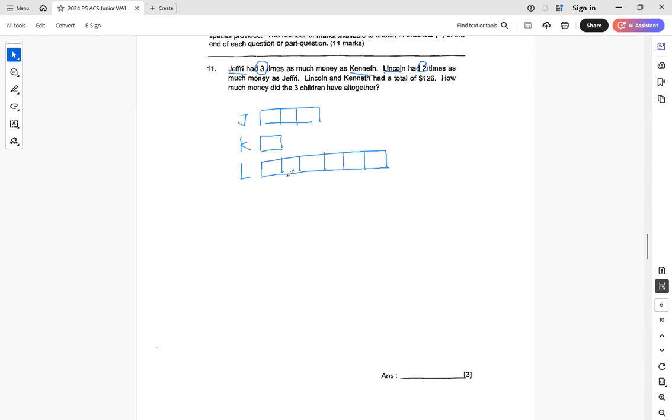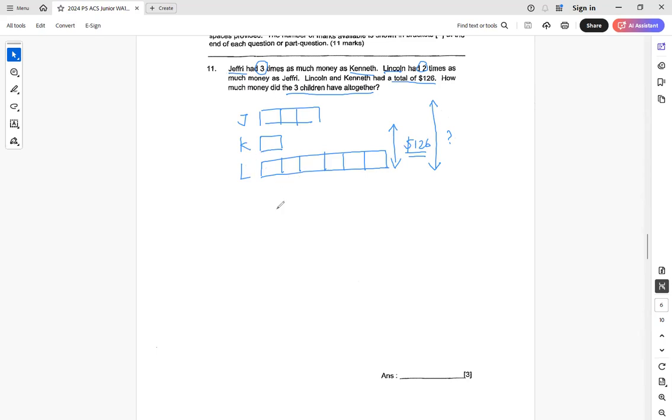All right, that's it. So now this question tells us Lincoln and Kenneth had a total of $126. Take note, it's Lincoln and Kenneth only. So it's these 2 guys here. They have a total of $126. The question wants us to find the 3 children all together. So all 3 of them, how much? So let's look at what we have given in the model, the $126, which is for Kenneth and Lincoln only.